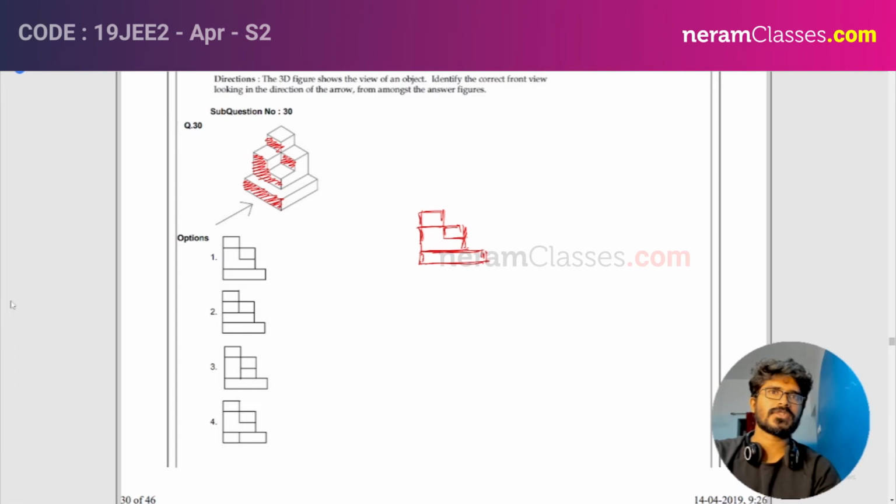If you try to match it, 1 is the right answer. We'll also check the other options. Second option, we have a line here, so it's wrong, and third option is also wrong because we have a line here, and fourth is also wrong because we have a line here. So option 1 is the right answer.